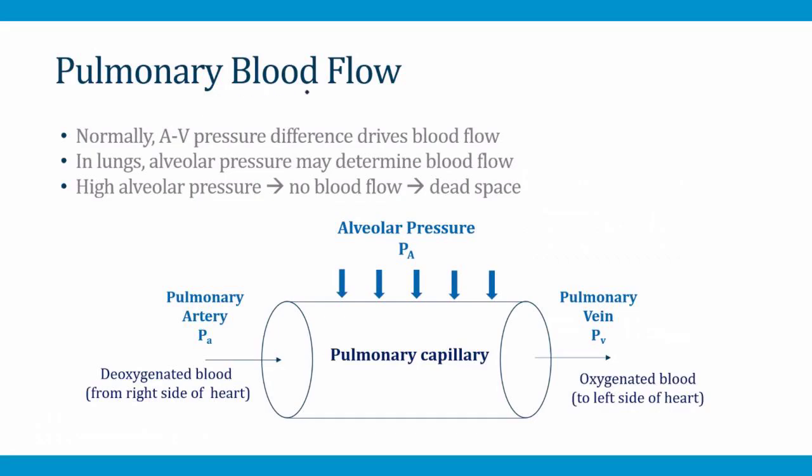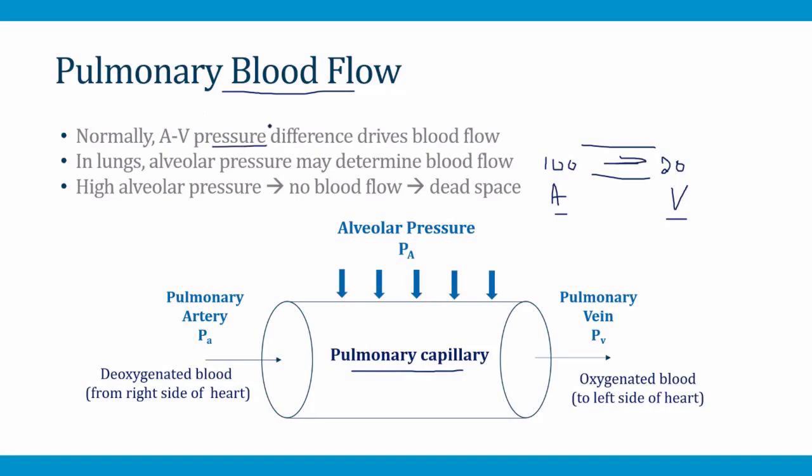Now let's talk in a little bit more detail about pulmonary blood flow. And specifically, we're going to talk about blood flow through pulmonary capillaries. Remember, blood flow through pulmonary capillaries is what allows the blood to pick up oxygen and release carbon dioxide. So normally when you have a capillary, you have an arterial pressure upstream of the capillary and a venous pressure downstream. And let's say the arterial pressure was 100 and the venous pressure was 20. This difference between the arterial and venous pressure is what drives blood flow. We call that the AV pressure difference.